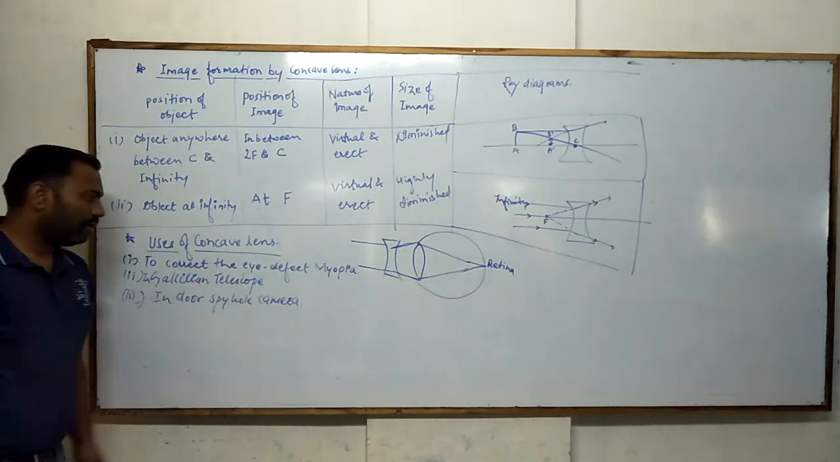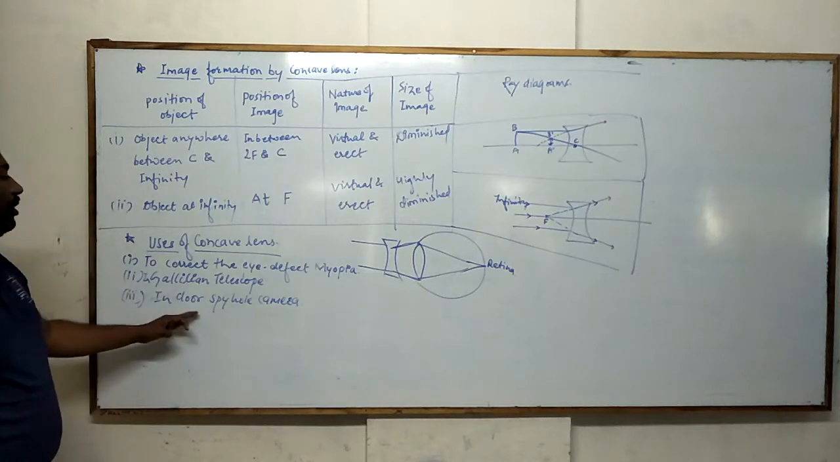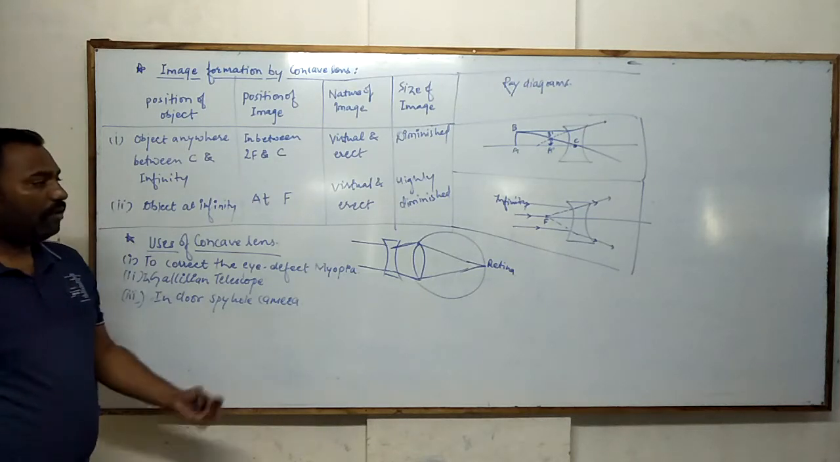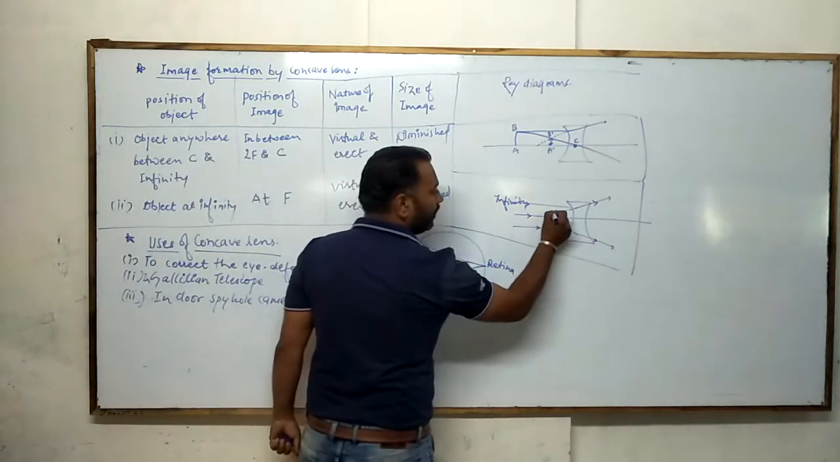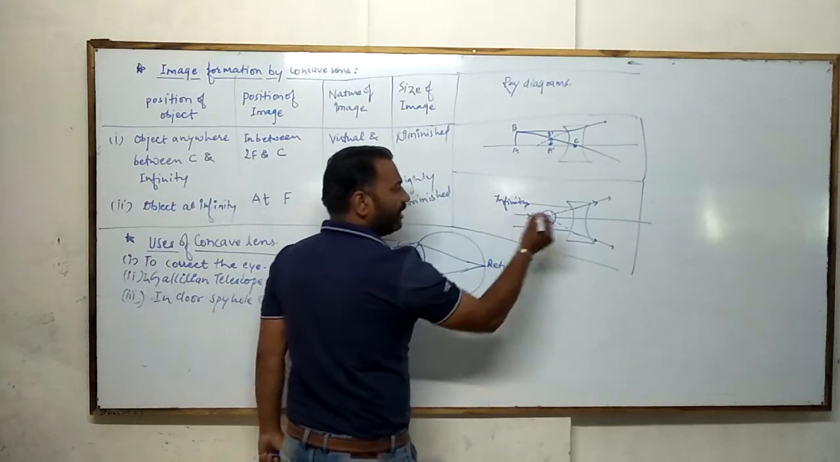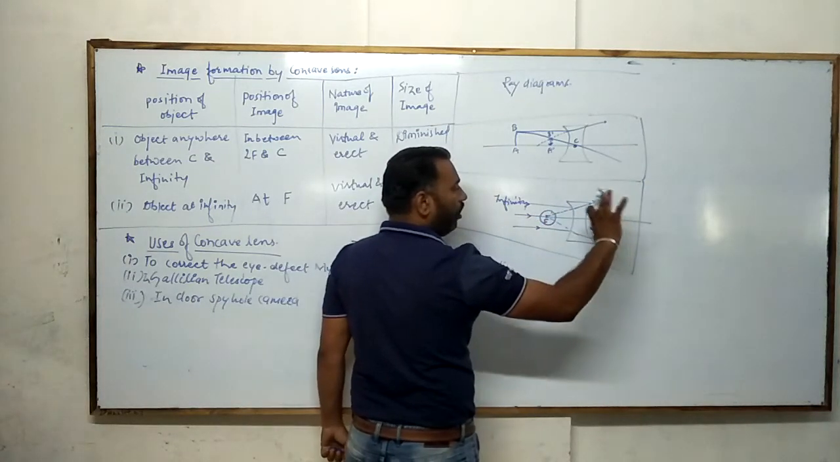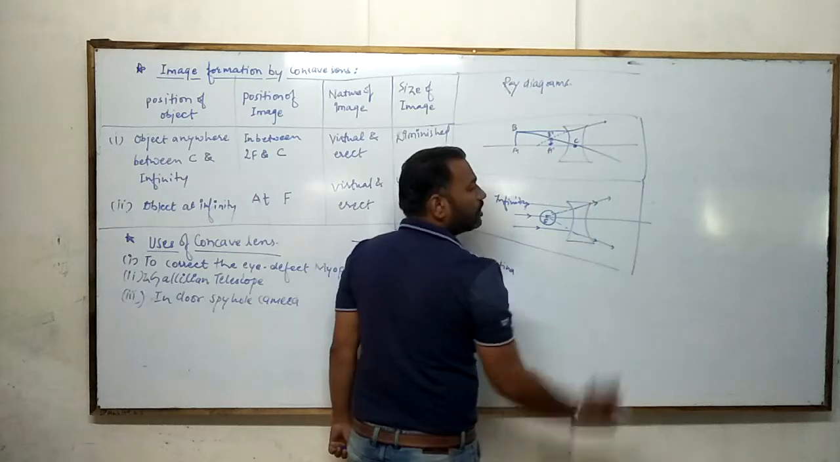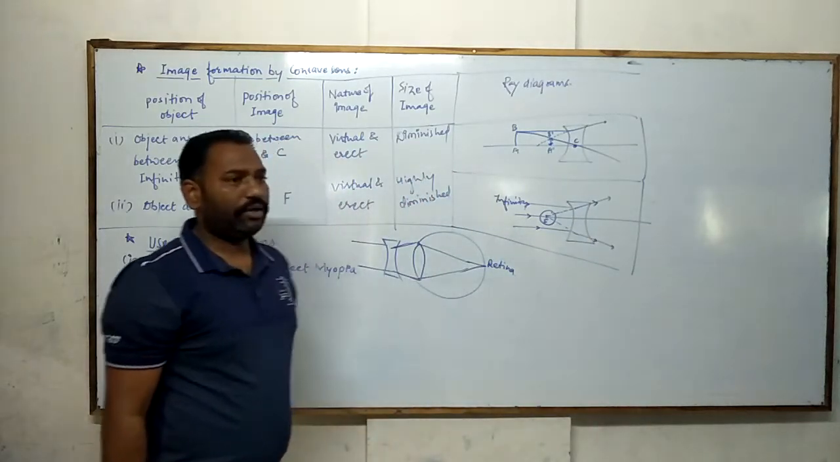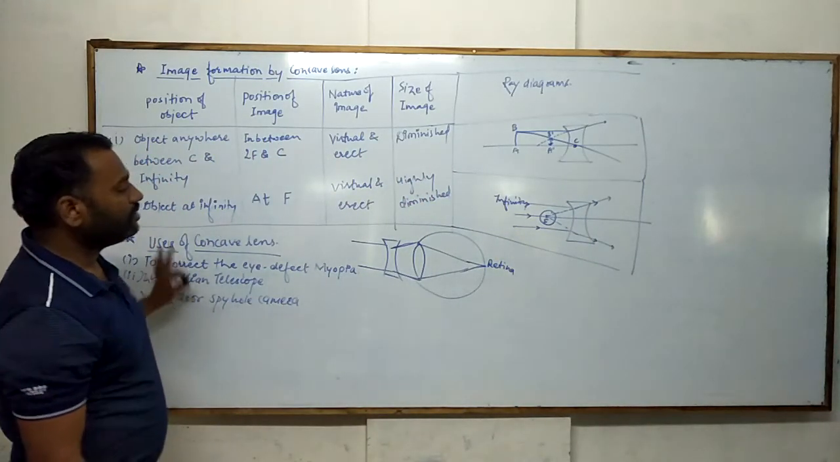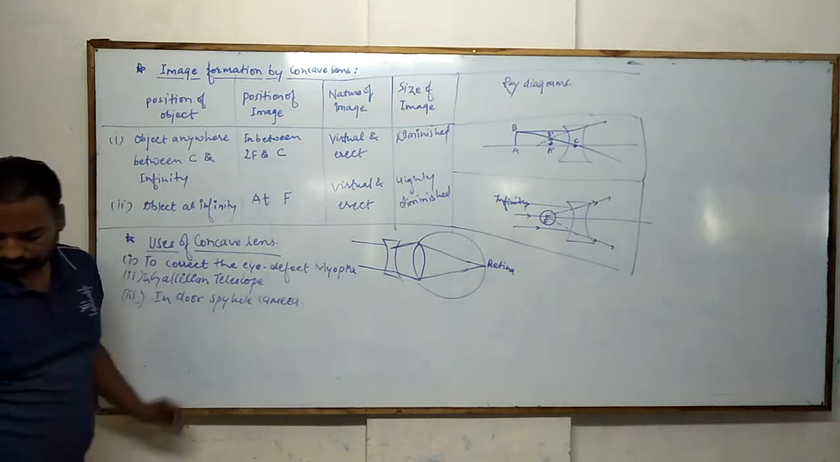Now the Galilean telescopes also use this concave lens, and the indoor spy hole camera, because when we keep our eyes here on the focus, then we can see a broad spectrum of area through these small spy holes. So this is our ray diagram. You have to write down first.